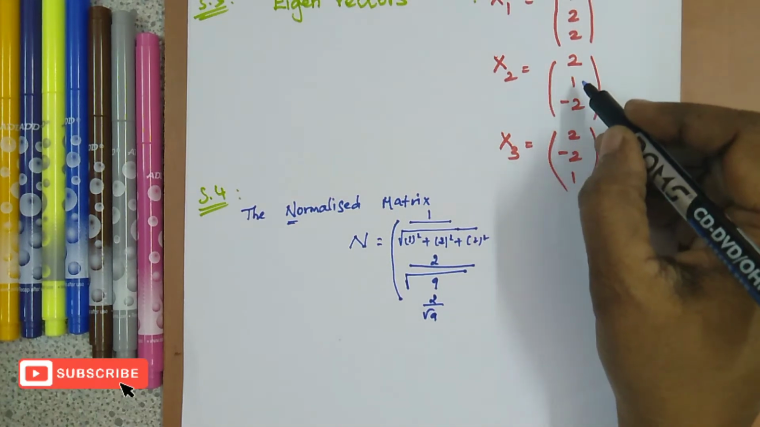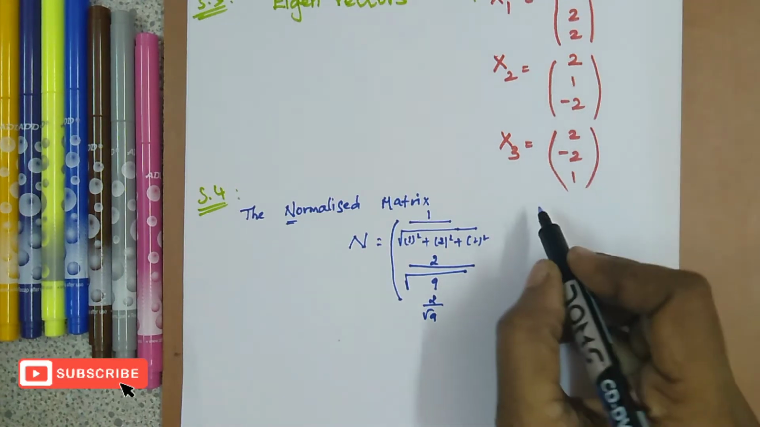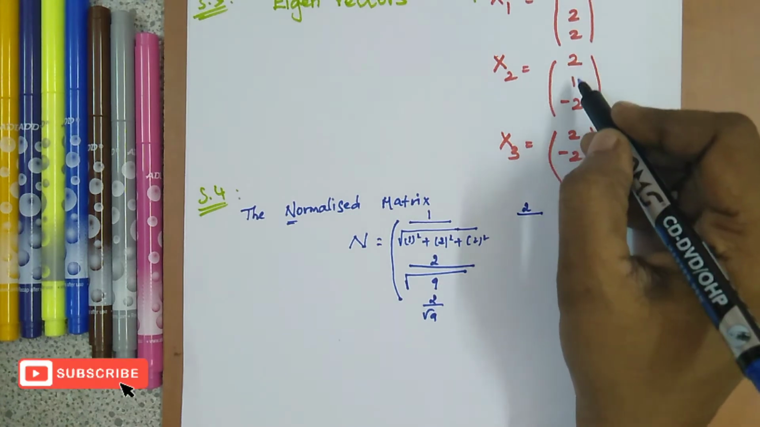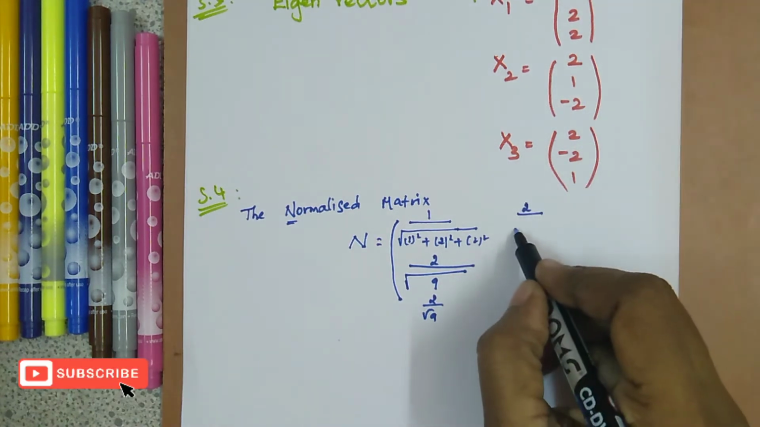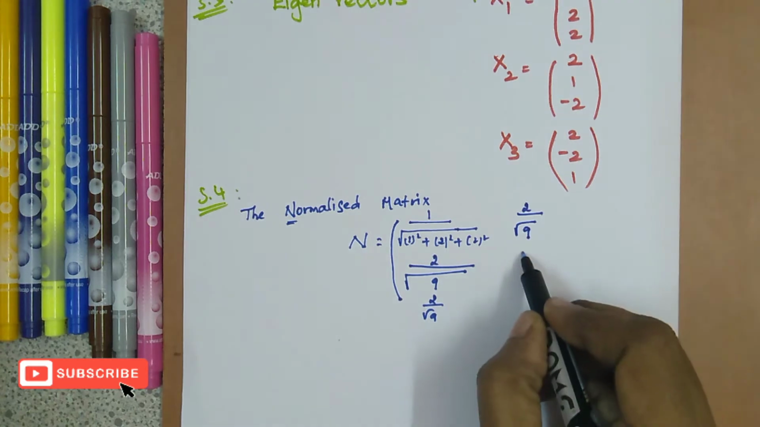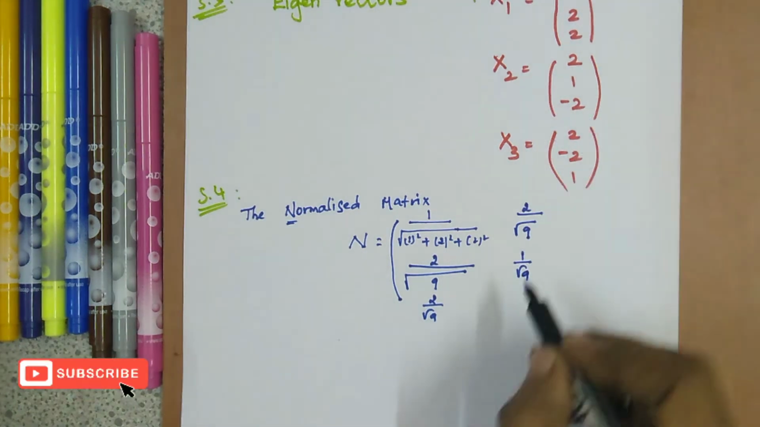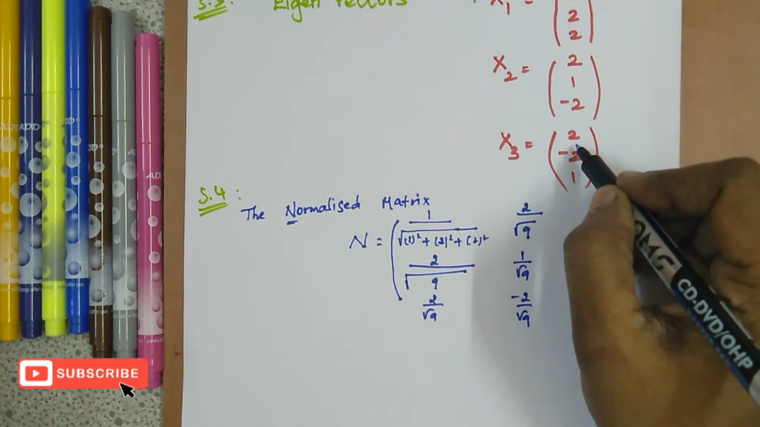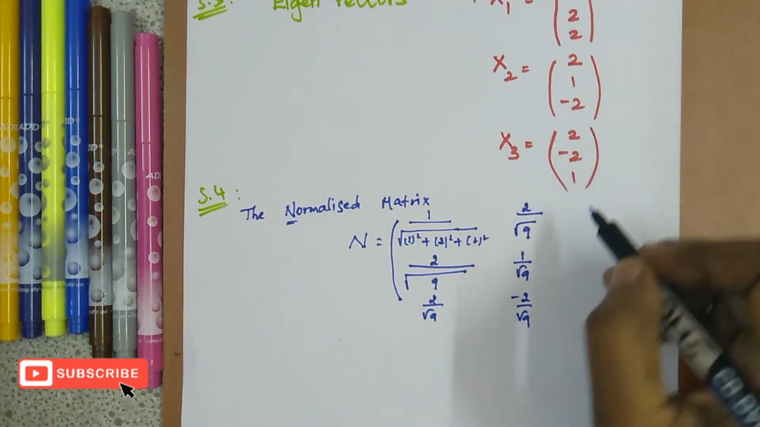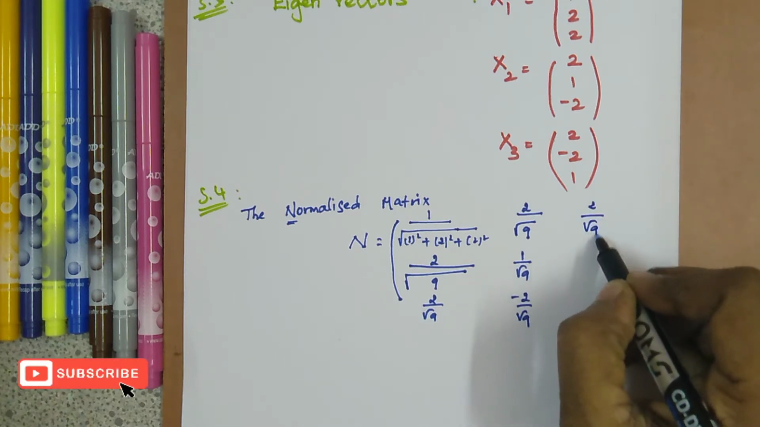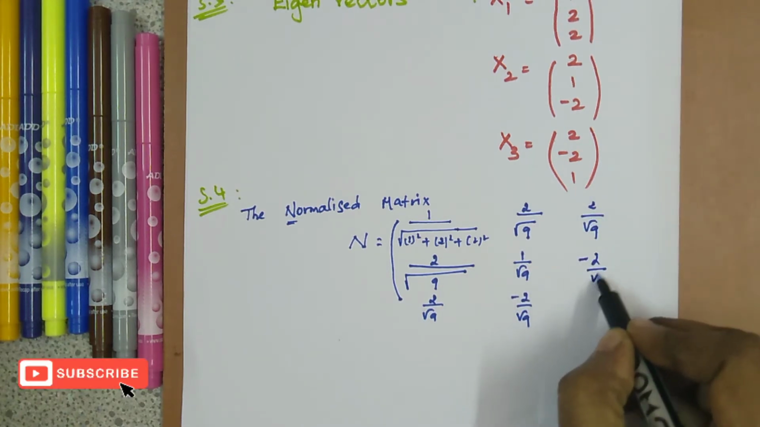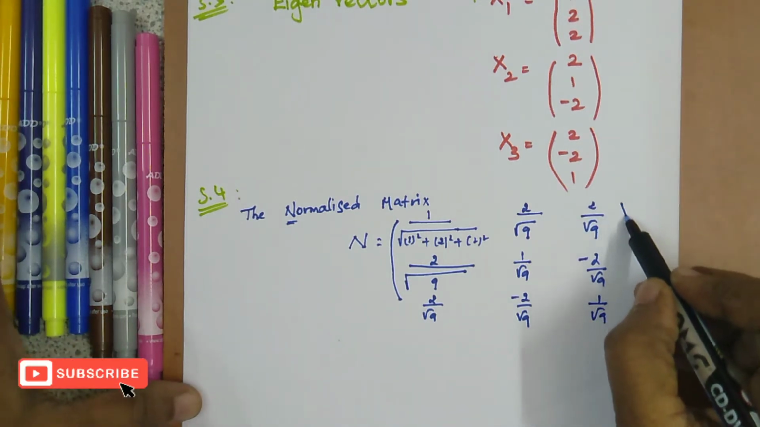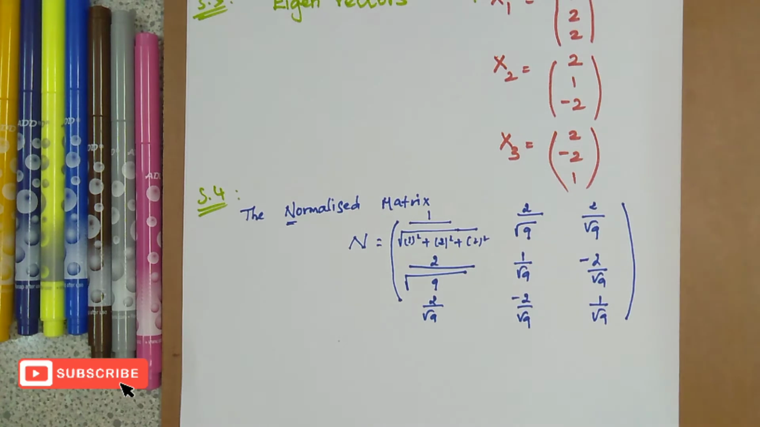Likewise take the next eigenvector x2. In the same manner, 2 by square root of 2 square plus 1 square plus 2 square, that is also root 9, then 1 by root 9, then the next one is minus 2 by root 9. Likewise take the third eigenvector, that is 2, minus 2, 1, so 2 by root 9, minus 2 by root 9, then 1 by root 9. So this is the normalization of a matrix. This is the way we have to normalize the matrix.